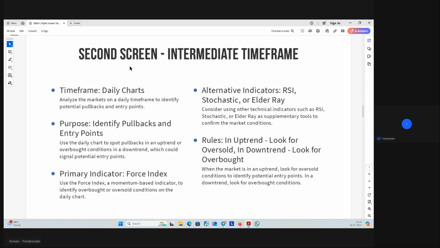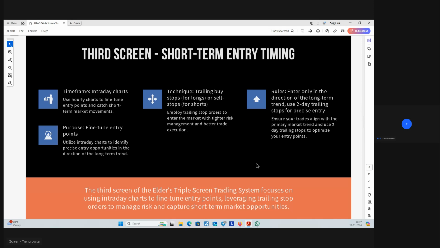So, the second screen. He uses the daily time frame, which I am also using because that is the framework, right? The purpose is identifying the pullback entry. The indicator he uses is the force index, also created by Alexander Elder. Alternative indicators are RSI and stochastic. None of them am I using anyhow. In an uptrend, look for oversold; in a downtrend, look for overbought.